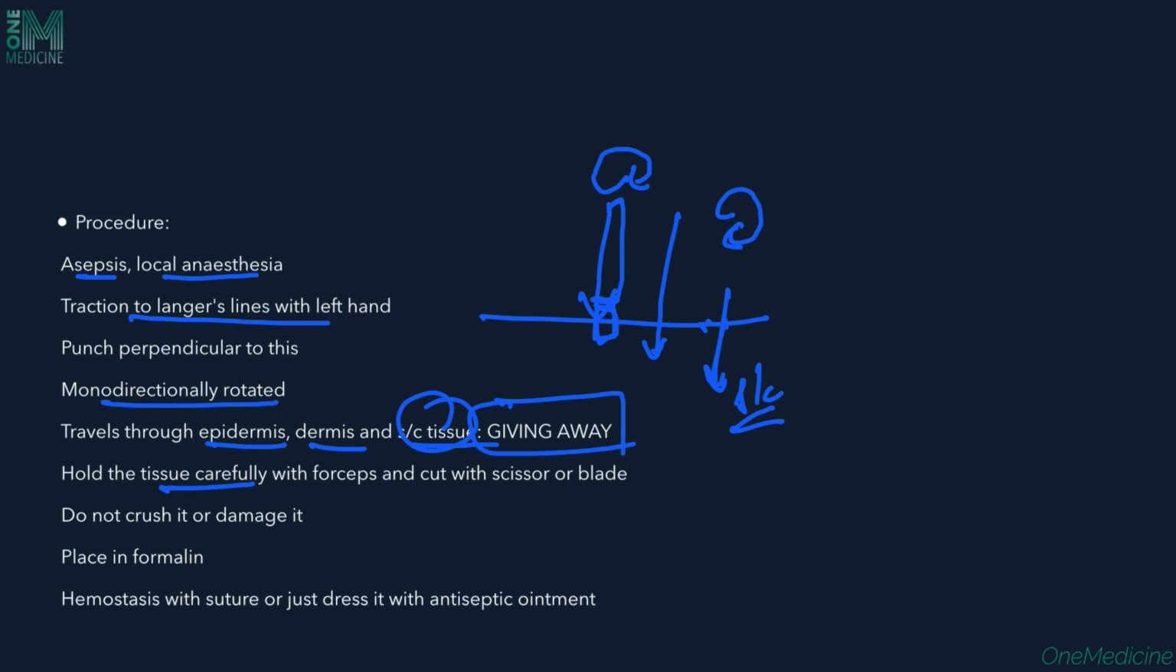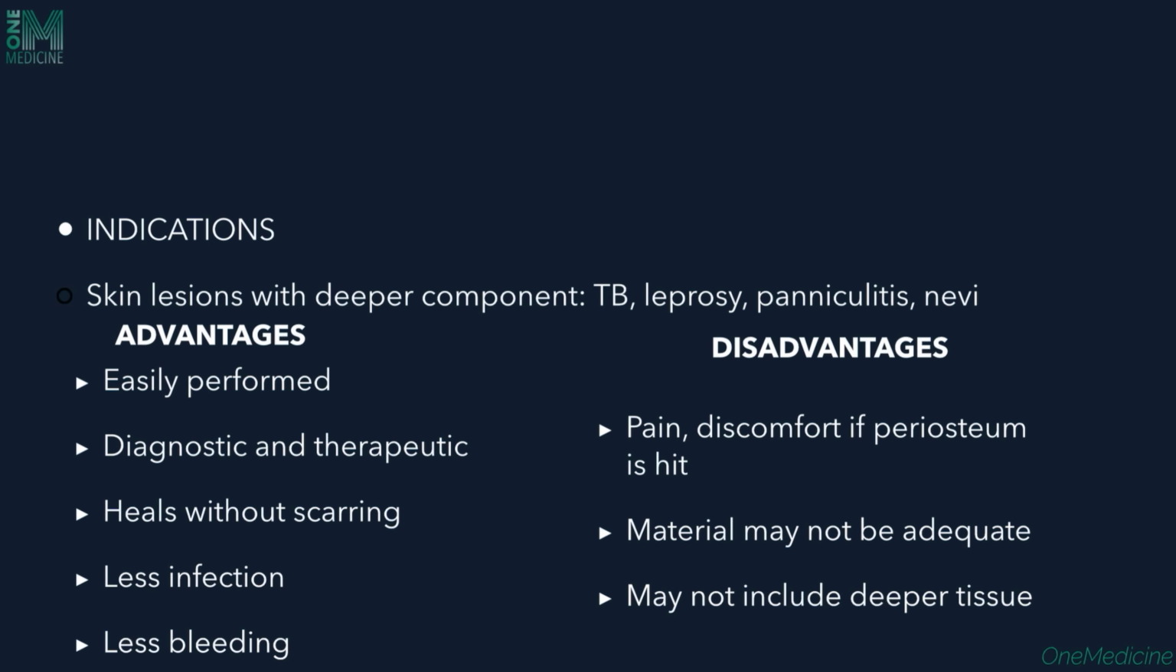Hold the tissue carefully with forceps and cut it with scissors or a blade later. Do not crush it or damage it, and place it in formalin for transportation. Hemostasis can be achieved by suture, or you can just dress it with antiseptic ointment. So indications for this would be skin conditions with a deeper component, like TB, leprosy, panniculitis, nevi you can do, or any other skin condition also you can do this.